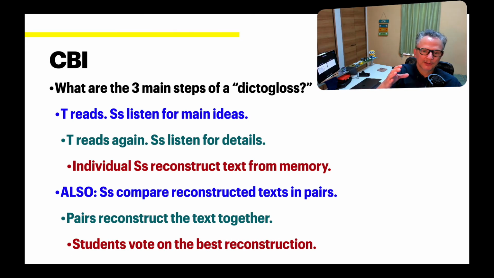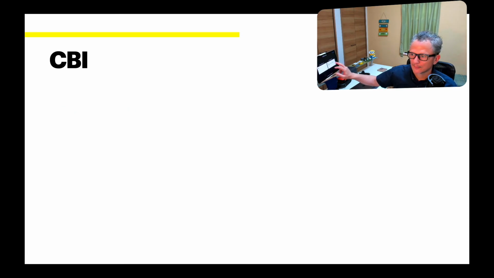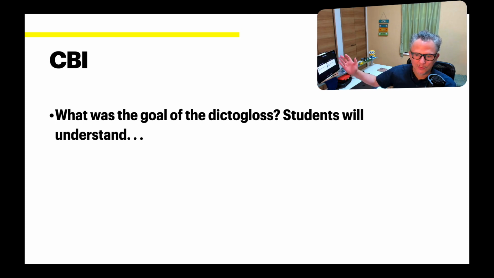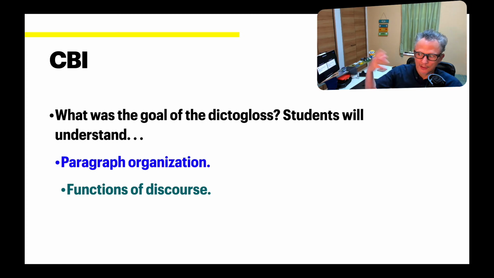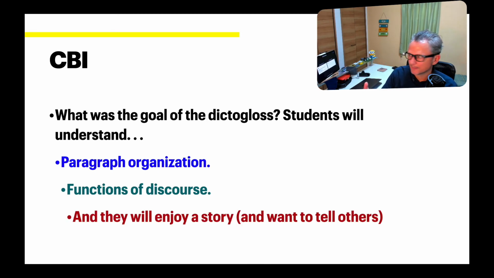So again, teacher reads a story about Michael Jordan. Students listen individually for main ideas. Teacher reads it again. Students listen for details, make notes. Then each individual tries to reconstruct the text from memory and then go and compare their reconstructions in groups, and then reconstruct one as a group or as a pair, and then they share their reconstructions with the class, and the students vote on the best reconstruction. All right. So what was the goal of this dictogloss? Paragraph organization, maybe functions in discourse, understand, enjoy a story, and tell others about it.